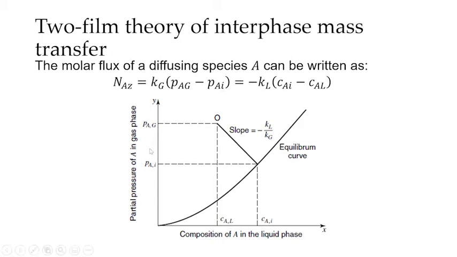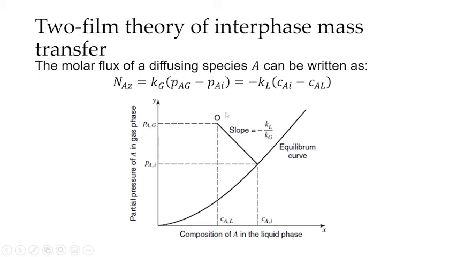If you rearrange that equation, we have the overall flux equation, that is, the molar flux of A along the z direction is equal to the mass transfer coefficient kg, g signifying that the mass transfer coefficient is for the gas side, multiplied by the concentration difference PAG minus PAI. On the liquid side, we can also write that as negative kL, where kL is the mass transfer coefficient on the liquid side, multiplied by the driving force CAI minus CAL.